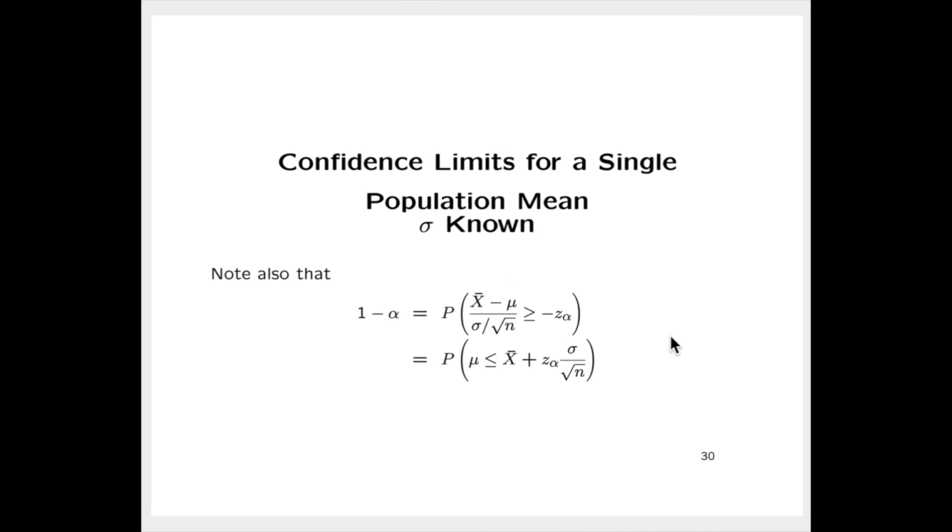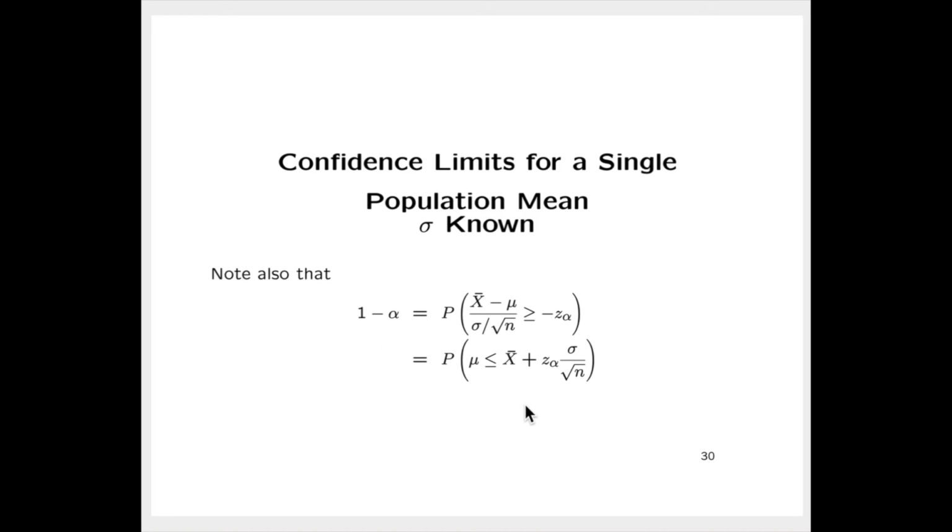Now we can make a similar argument and conclude that the probability that this standardized version of x bar being greater than or equal to negative z sub alpha is 1 minus alpha. And then doing some algebraic work on the stuff inside the parentheses, that is equivalent to x bar plus z sub alpha times sigma over the square root of the sample size being greater than or equal to mu. Okay, so those two events are equivalent, so they have the same probability. And so this probability is equal to 1 minus alpha.